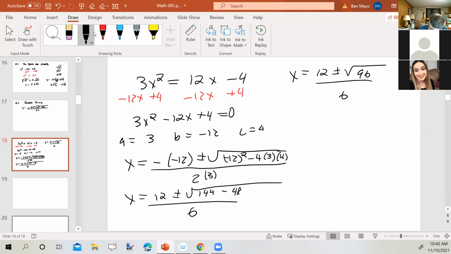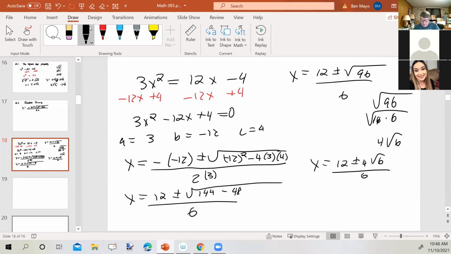And let's see, 96 is 4 times, what is that? 4 times 24. In fact, that'd be 4 times 4 times 6. So 16 times 6. And what I'm doing is finding the largest square. So I'm going to say 96 is 16 times 6, which would be 4 square roots of 6. In other words, the square root of 96 is the square root of 16 times 6, which is 4 times the square root of 6. So now I've got x is 12 plus or minus 4 square roots of 6 over 6.